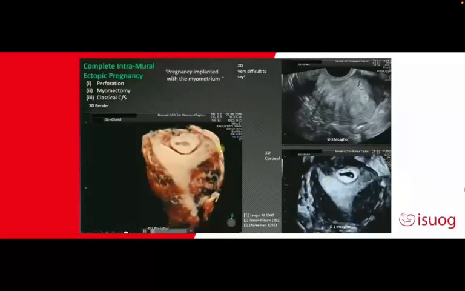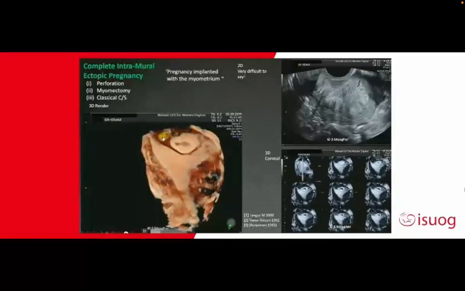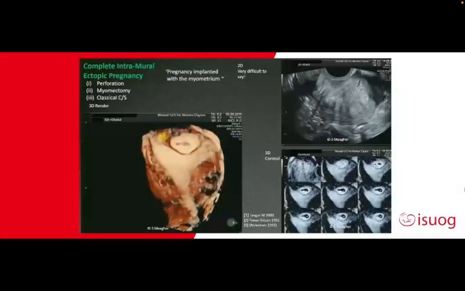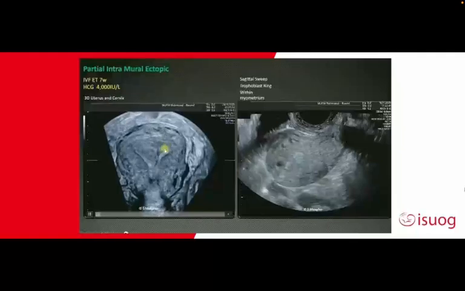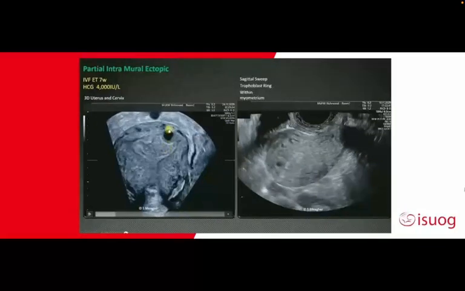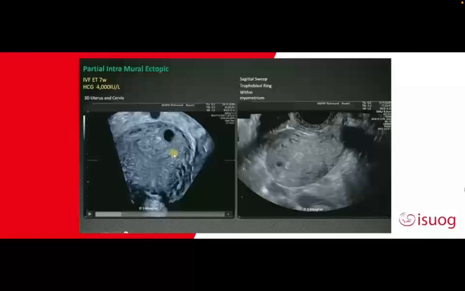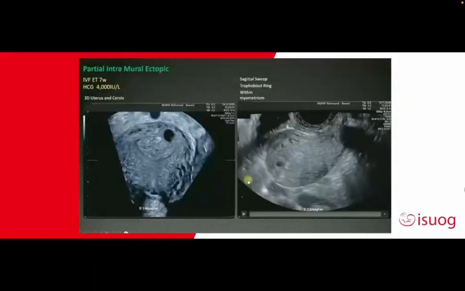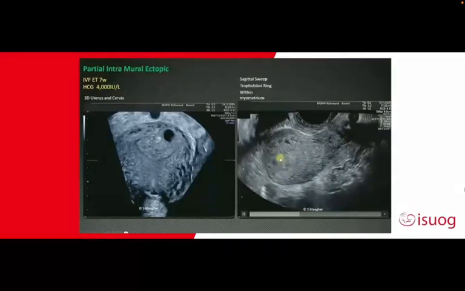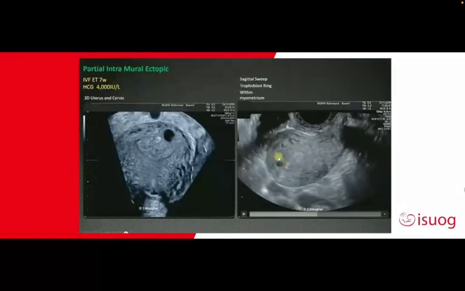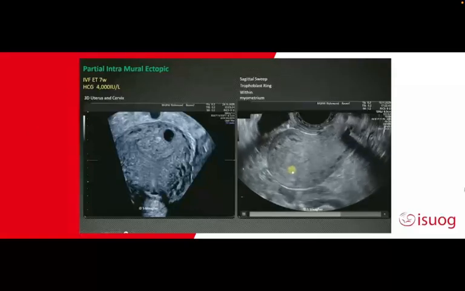And this shows here a 3D rendered image using HD Live, showing this is an intramural gestation sac here and an empty uterine cavity. This typically happens in patients who've had a previous uterine perforation, previous myomectomy, or previous classical cesarean section. And a partial intramural, as you sweep across this in the coronal section, you can appreciate the trophoblast ring communicating with the decidua, in a sense similar to the partial interstitial ectopic pregnancy. And this is referred to as a partial intramural ectopic pregnancy.